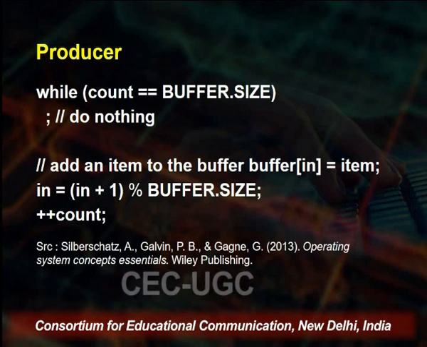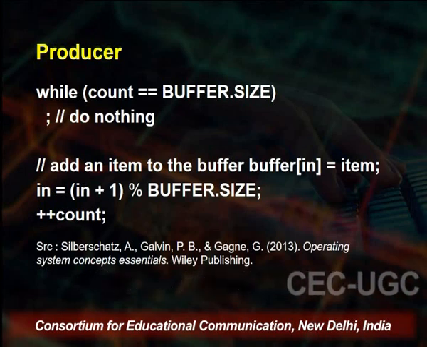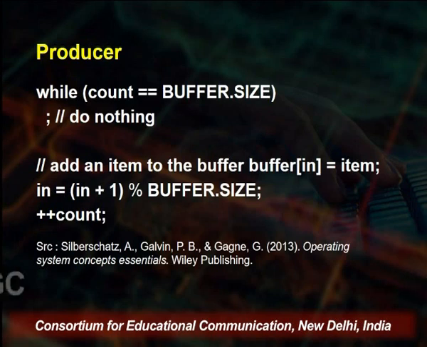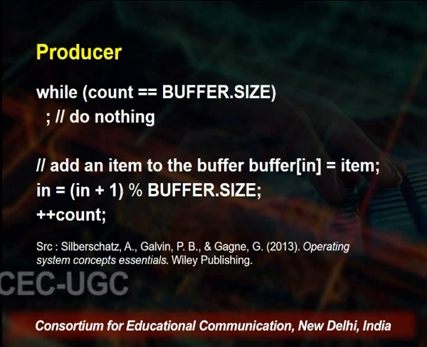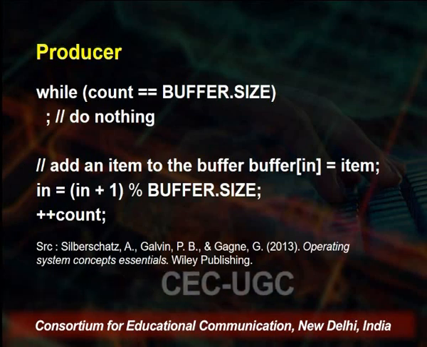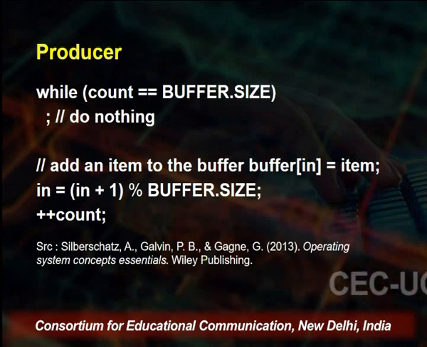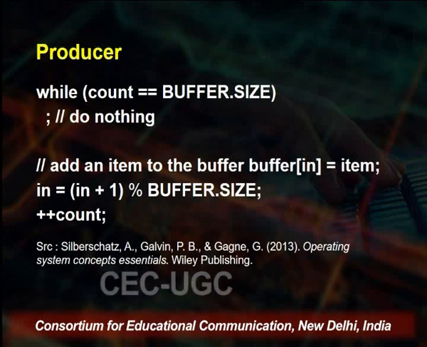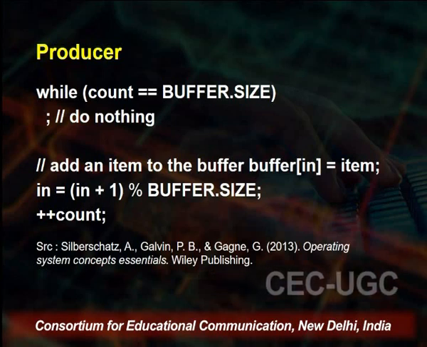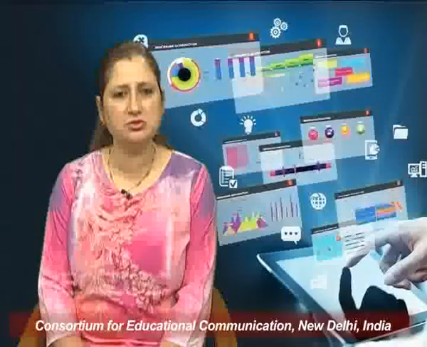Then the producer is going to add another item, because if the buffer is full, then no more items can be added. But if the buffer is not full, then one more item can be added to the buffer. Here we are considering the buffer as an array, so we are adding one item at the nth position in the buffer, and we are increasing the value of the count by 1. So this is what the producer is doing. It is adding items to the buffer and constantly incrementing the count.